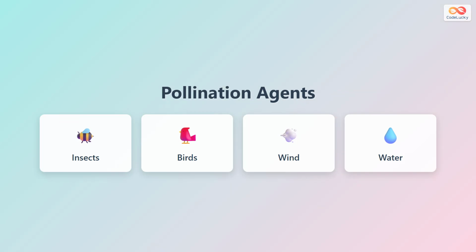Various agents in nature help carry pollen from one flower to another. Insects, such as bees, butterflies, and beetles, are the most common pollinators. They visit flowers to collect nectar and inadvertently carry pollen on their bodies. Birds, especially hummingbirds, also pollinate flowers while feeding on nectar. Wind is another important pollination agent, carrying lightweight pollen grains through the air over long distances. Water can also facilitate pollination in aquatic and some terrestrial plants, where pollen floats on water surfaces to reach other flowers.